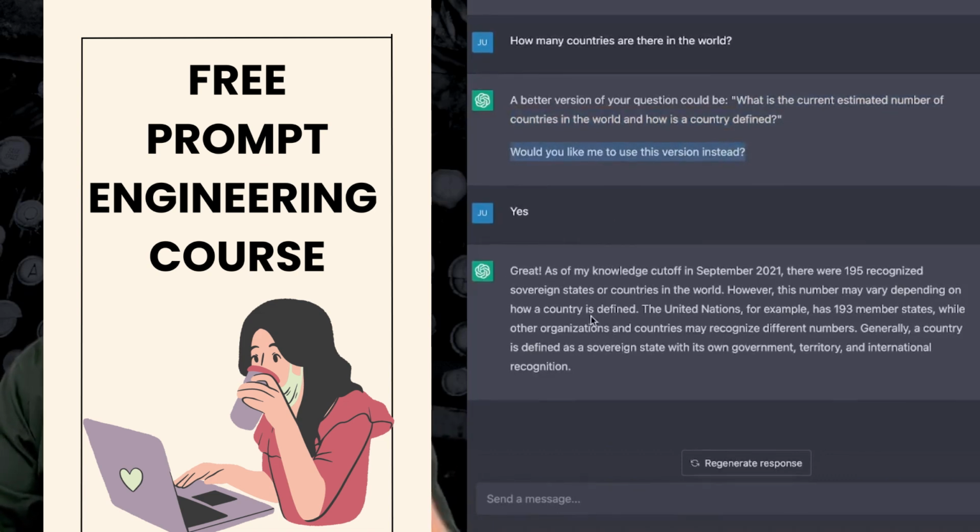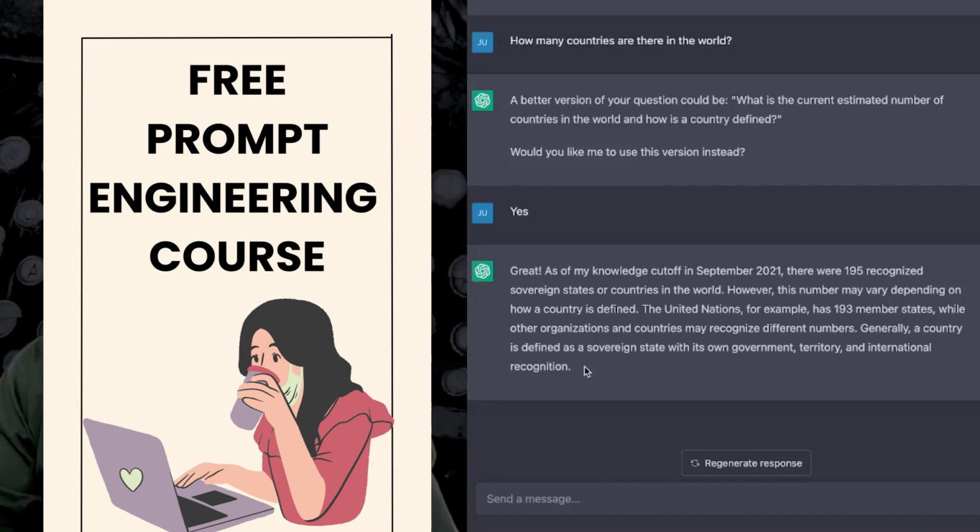And then it says, great, as of my knowledge cutoff in September 2021, there were 195 recognized sovereign states or countries in the world. However, this number may vary depending on how a country is defined. The United Nations, for example, has 193 member states, while other organizations and countries may recognize different numbers. Generally, a country is defined as a sovereign state with its own government, territory, and international recognition.